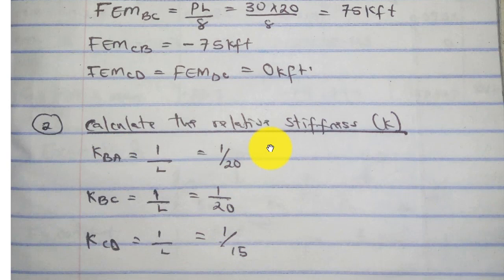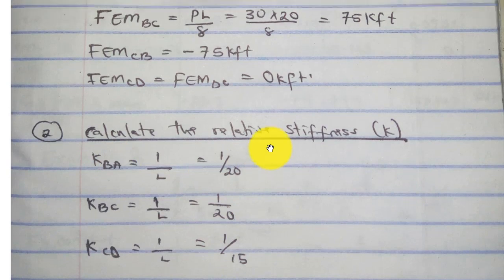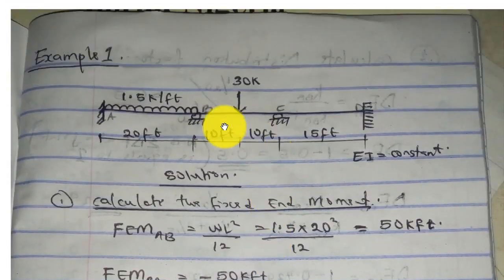So KBA is 1 over 20. Then let's calculate KBC as well. Now KBC. You know BC. Is this ruler or fixed? It is not a ruler, it is fixed.